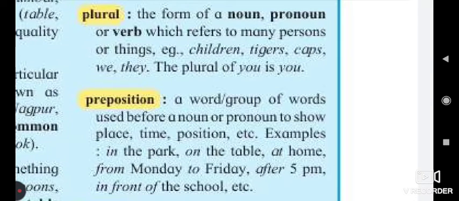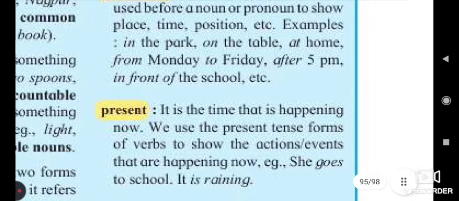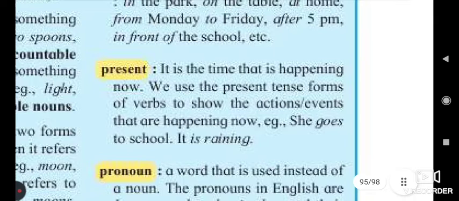Preposition: a word or a group of words used before a noun or a pronoun to show place, time, position. And present means it is the time that is happening now. We use the present tense form of the verb to show an action or event that is happening now. For example, she goes to school. It is raining.